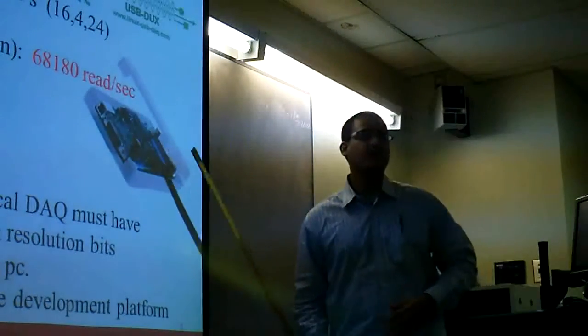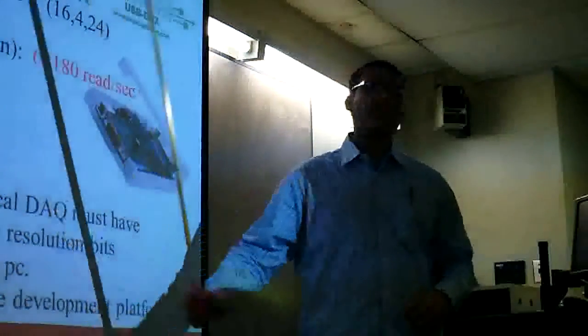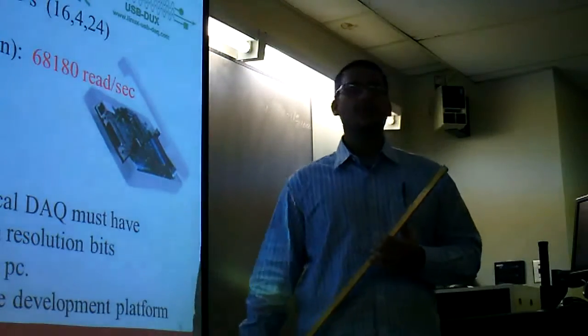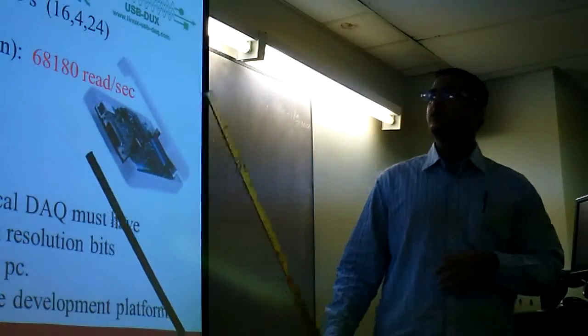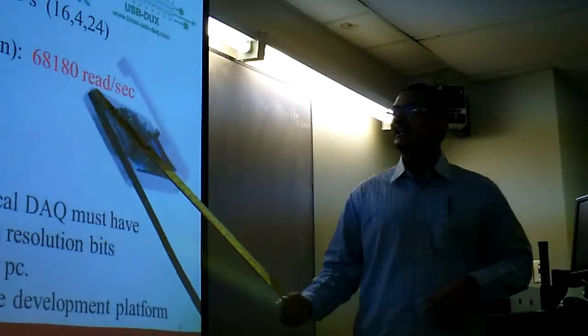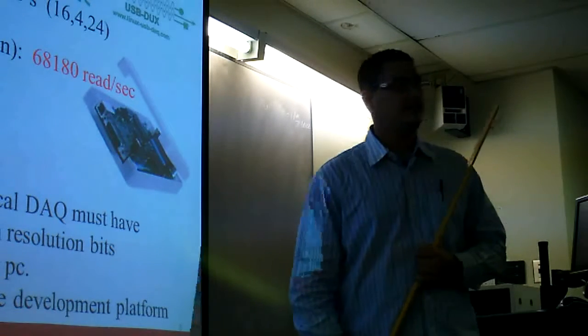Here's the logo of the company. Here is how the card looks from inside. It has 16 analog inputs, 4 analog outputs, and 24 digital inputs and outputs. It has 1 communication port. The sampling rate can go up to 68,180 readings per second. The resolution is 24 bits, and it has a USB interface.